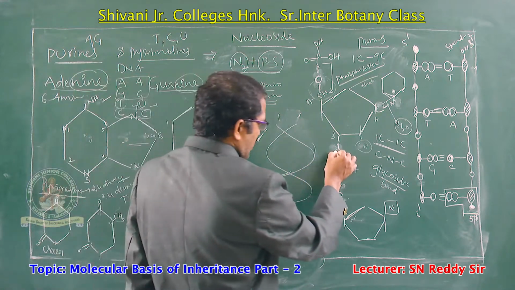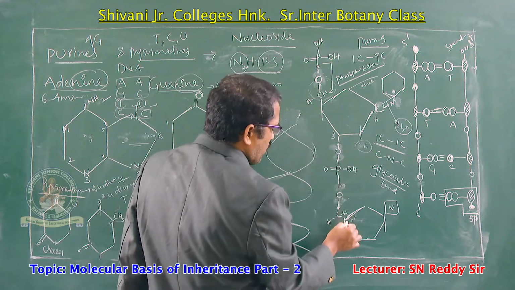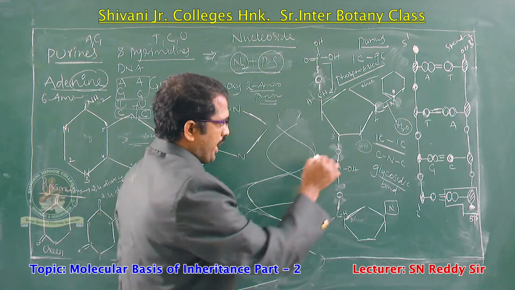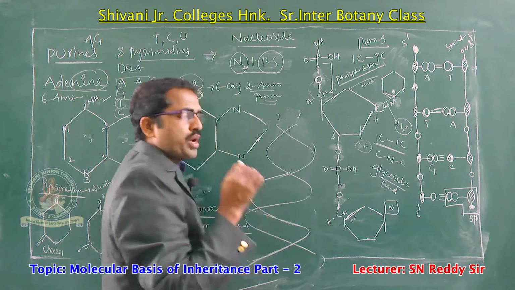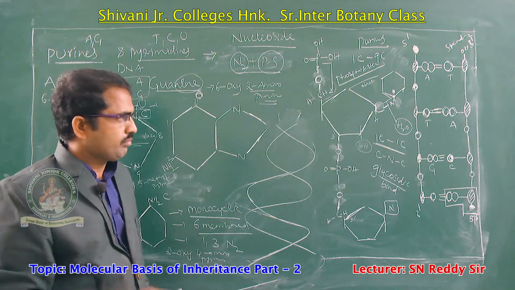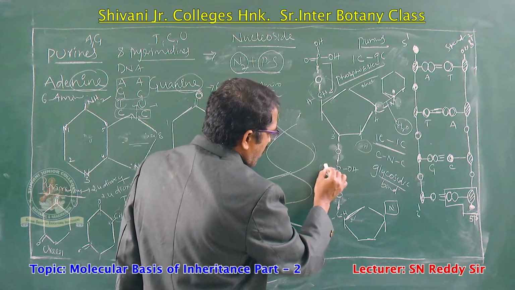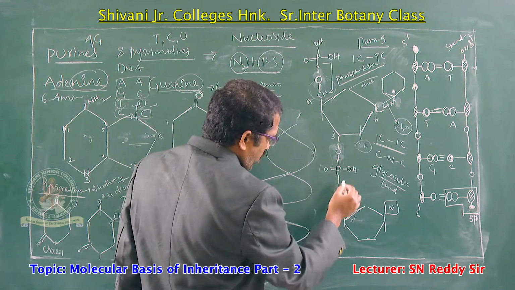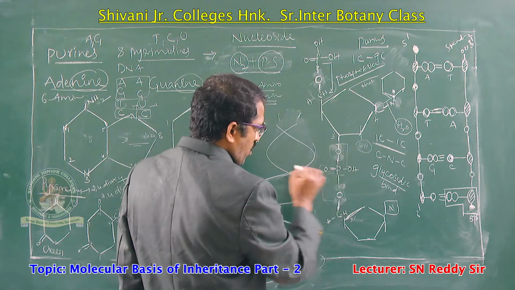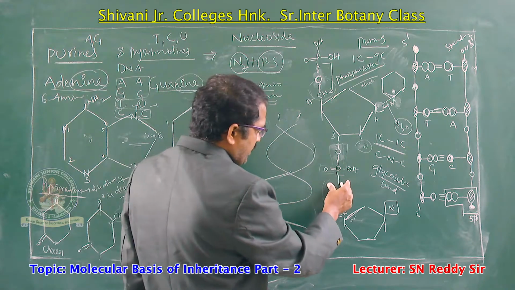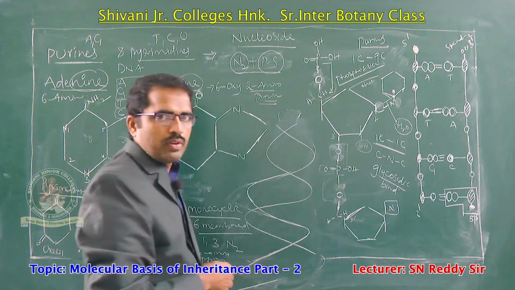So this is phosphoester, this is phosphoester. That means in the 3' to 5' direction, there is a phosphodiester bond. This is one bond, this is another bond. A phosphodiester bond will be formed in between the two nucleotides.